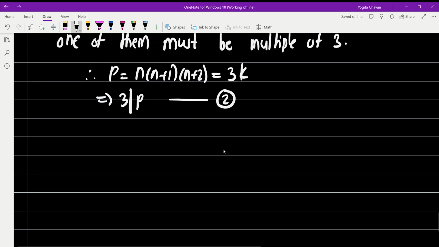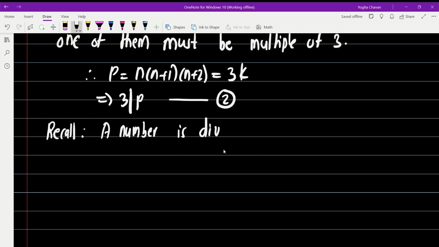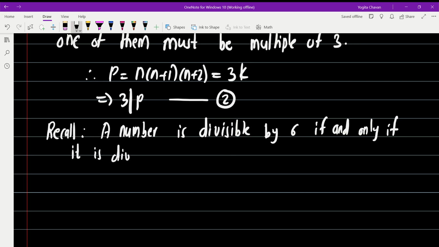Now recall the divisibility test for 6. A number is divisible by 6 if and only if it is divisible by 2 and 3. कोई भी जो नंबर जो 2 और 3 से डिवाइड हो रहा है वो 6 से डिवाइड होने वाला है. ये डिविजिबिलिटी टेस्ट फॉर 6 हमको बताती है.